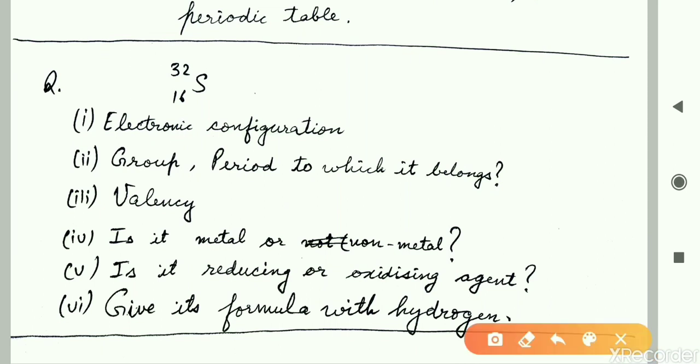That's all for the lecture today. One question now, based on the topics we have discussed in this chapter. Here we have been given a sulfur element. Its atomic mass is 32.